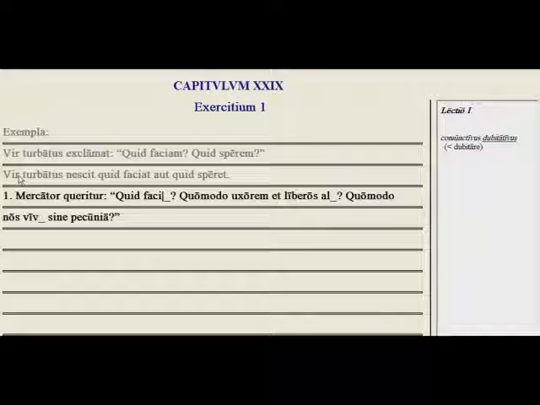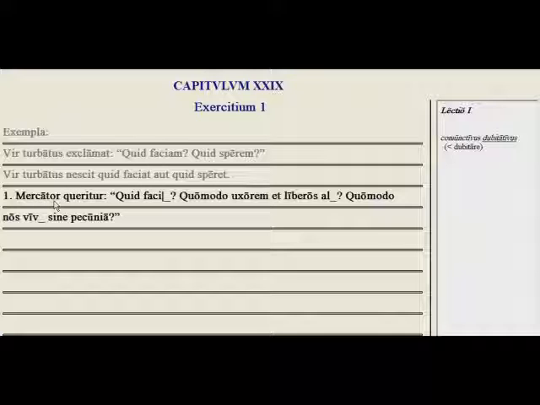So you see the subjunctive endings on both of those. And here we have vir turbatus nescit quid faciat aut quid speret. So the disturbed man doesn't know what he's going to do or what he's going to hope for. And again, we see that those go into the subjunctive. Here it's more of an indirect question. Doesn't know what he is going to do and what he's going to hope for. Both of them take the subjunctive.